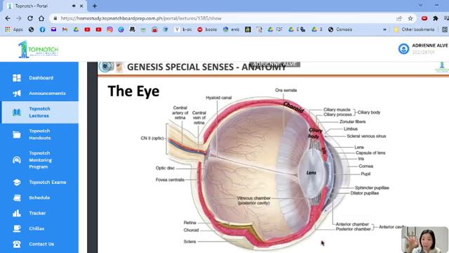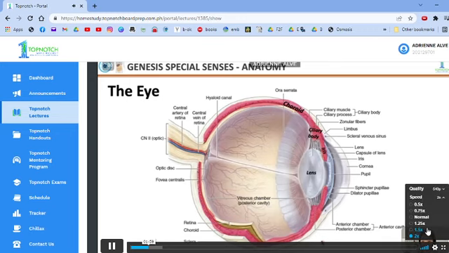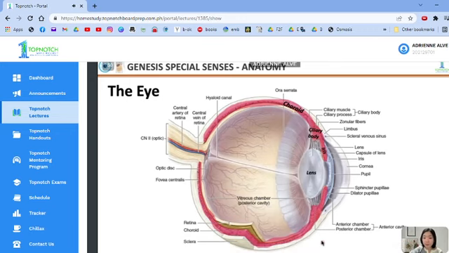So the iris controls the pupil diameter and limits the amount of light that enters the eye para hindi masilawan. The ciliary body includes suspensory ligaments attached to the lens, which change lens shape for far and near vision. And finally, it continues the back of the eye as the choroid, which is a highly vascularized tissue that nourishes the retina. Then you have here the internal layer, which includes the retina.